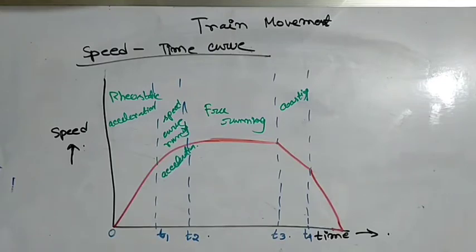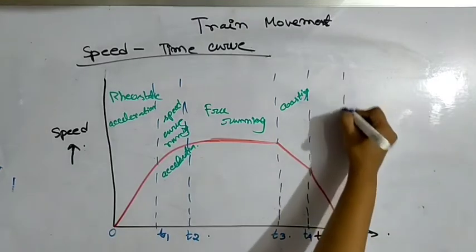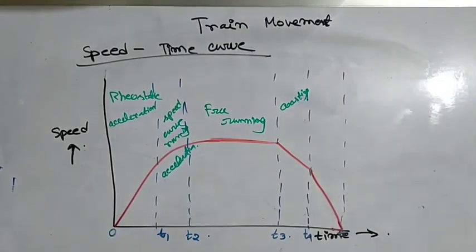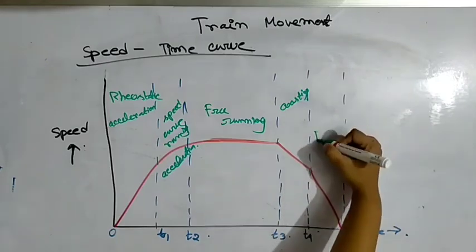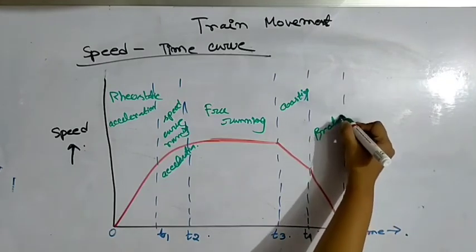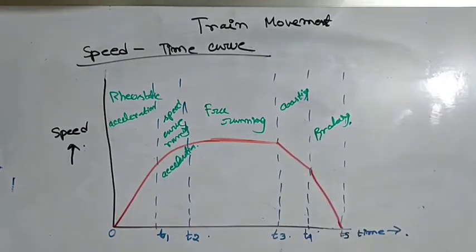And last portion, this time is T5, and this period is known as braking period. Braking period. Now at the end of the coasting period, brakes are applied to bring the train to stop.